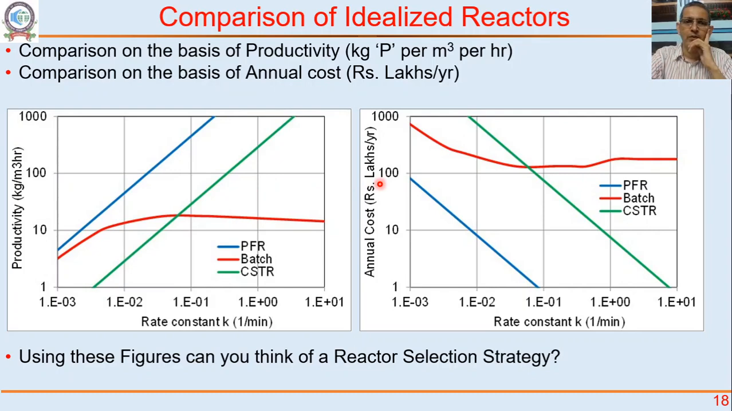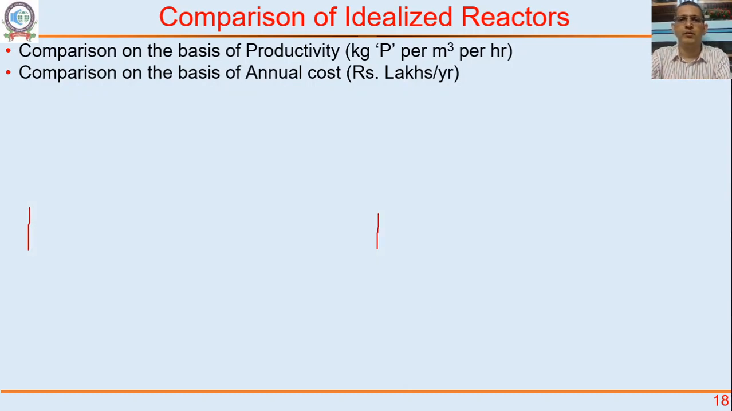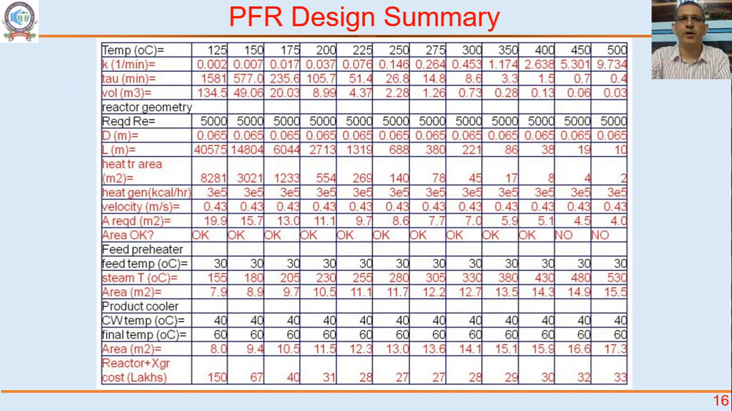Look at this. What will you choose? Which one will you choose for what case? Now, if you look at this cost, obviously you will say, I will choose plug flow all the time. Is that right? What is not captured in the cost and productivity? Look at this low rate constant, low temperature. Look at this data. Plug flow, low rate constant.